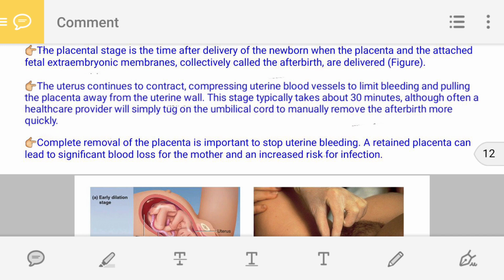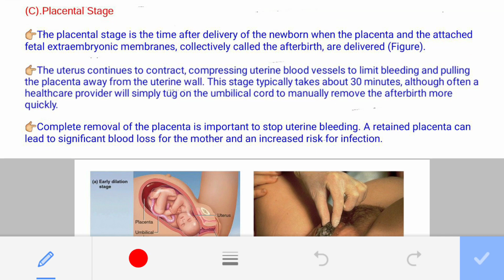Okay, and many times the healthcare provider, that means the nurses or the compounders, simply tug on the umbilical cord. They gently stretch the umbilical cord so that the placenta is detached from the mother's uterus. Okay, so that way they are helping the delivery of the new baby, which is about to come into our world. So that is the meaning of this.